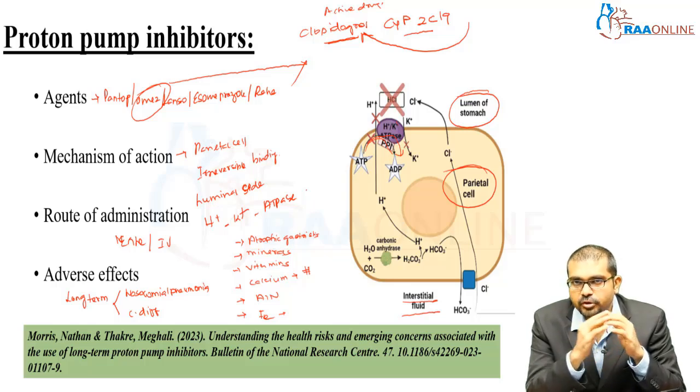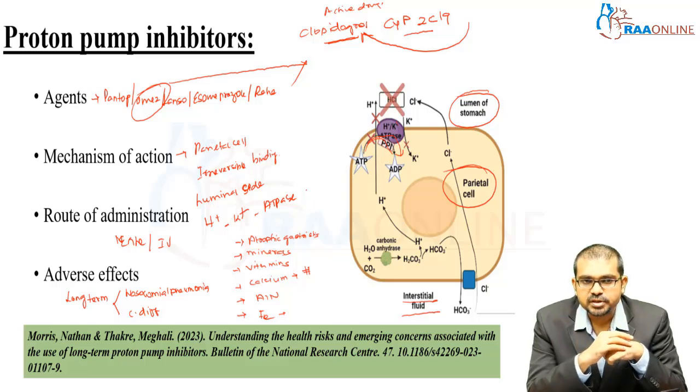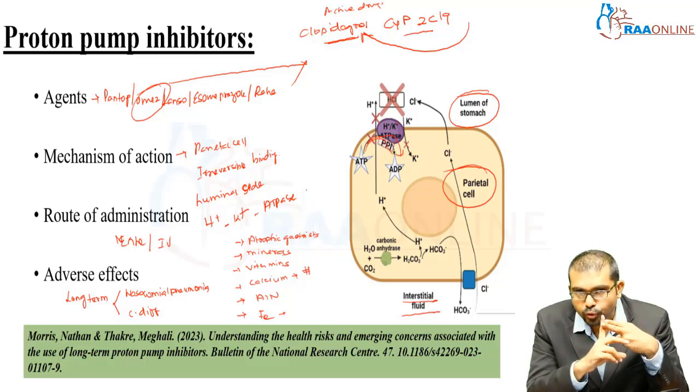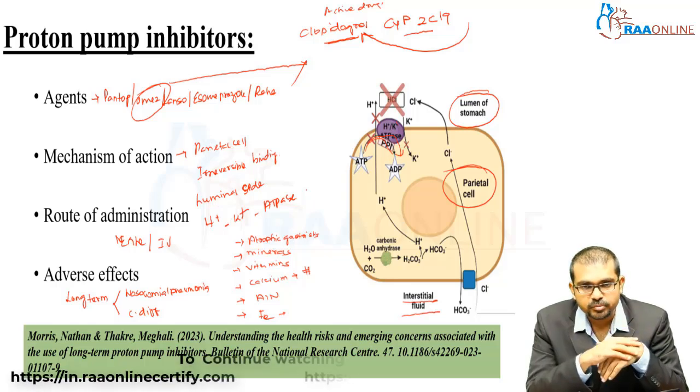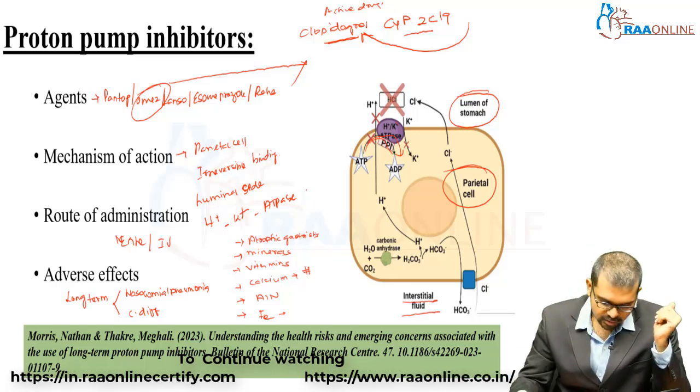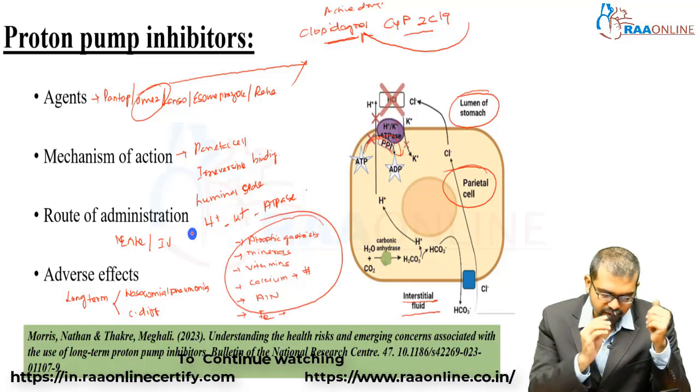So as far as the side effect profiles are concerned, in the critically ill population the two long-term side effects which we have to remember are C. diff and nosocomial pneumonia. The mechanism we are going to see in the subsequent slides. The rest of the side effects are fairly theoretical.